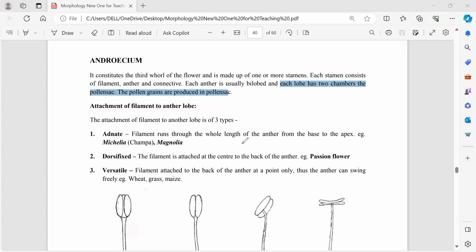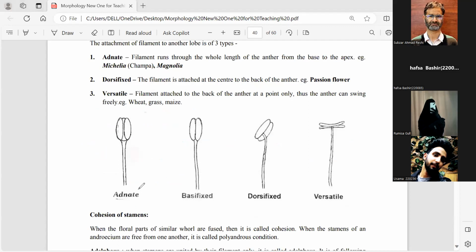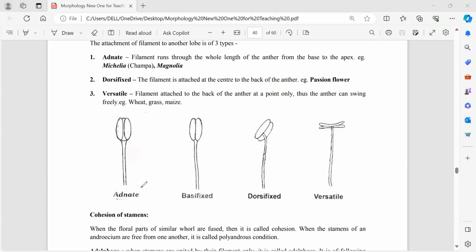What is now adenate? Coming to this diagram, see it, this diagram. This is adenate. How it is adenate? See, this filament, or stalk, continues throughout the anther from base to the apex. It enters at the base and this filament remains up to the apex. So this type of attachment of filament to the anther is called adenate.